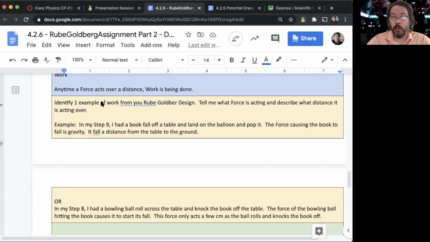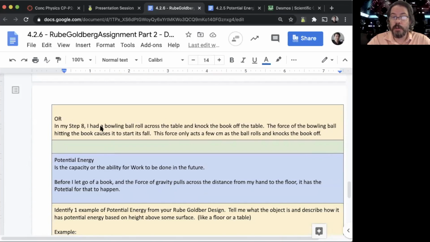Work is anytime a force acts over a distance. I want you to pick at least one step and tell me how is work acting in your Rube Goldberg machine. Okay? So in every instance of your Rube Goldberg, there is a force generally being applied. That's how one object transfers the action to another object, is by a force. So work actually has to be done in each step for it to actually work. Okay? So I want you to explain how is work being done.